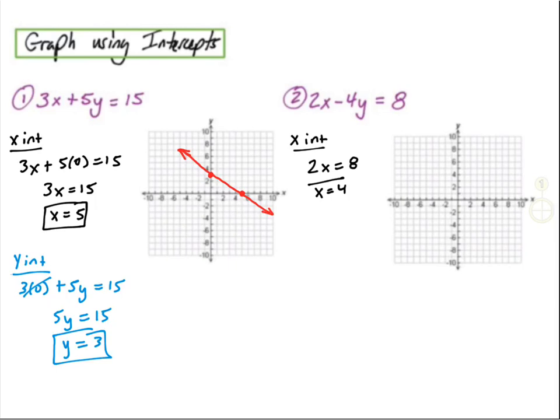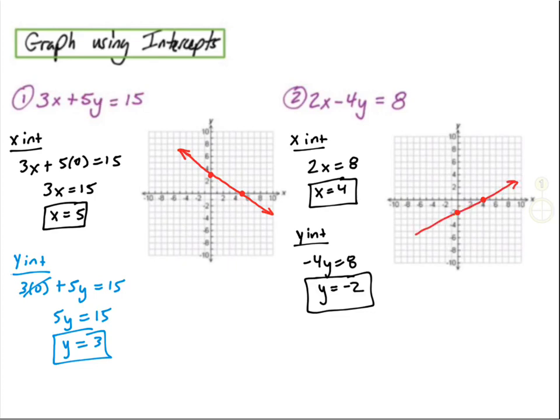That's not how I wanted that to draw. There we go. Then we're going to find the y-intercept, this time plugging in 0 for x. So that's going to leave us with negative 4y equals 8. Divide by negative 4, y equals negative 2. And so to graph this, we're going to plot those 2 points. So x-intercept at 4, y-intercept at negative 2, and our line looks something like this.